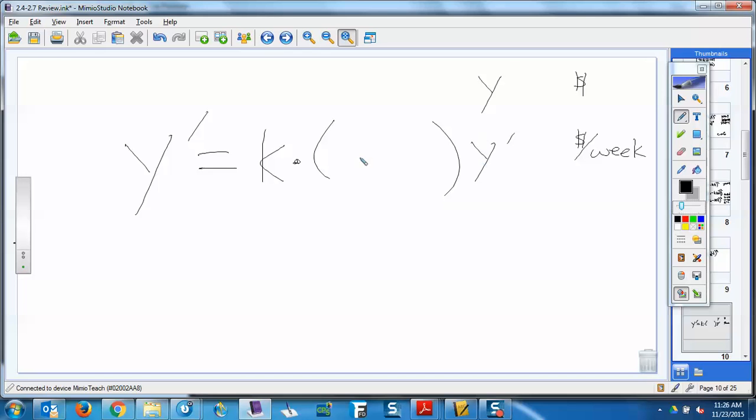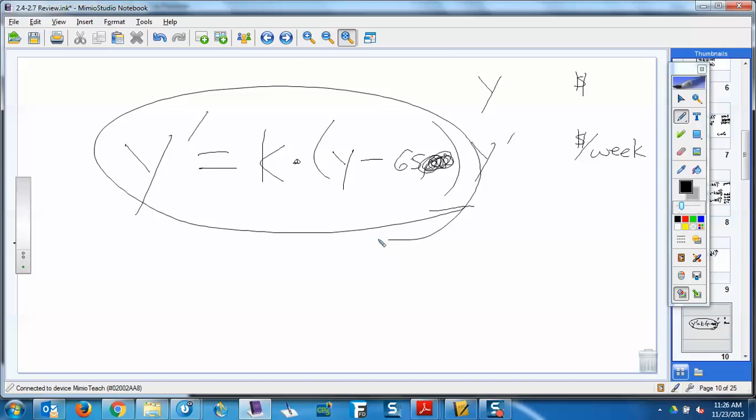What's the current total? Y. And what's the target amount? 65,000. But it's just 65, since it's in thousands. There's only 65. You're done. That's it. That's part B. It said write the differential equation.